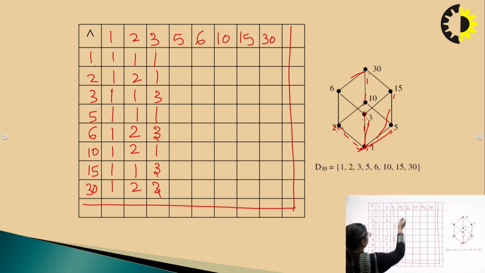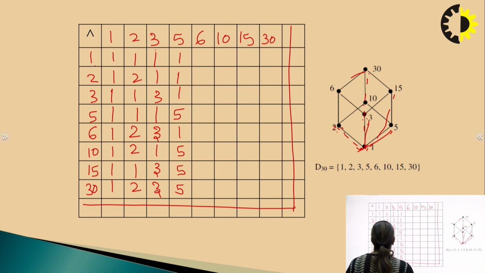Similarly, we can create this table for 5 and 1, 1, 5 and 2, 1 again, 5 and 3, 1 again, 5 and 5, 5, then 5, 5, and 5, right? Always take the lower element when there is a path. 6 and 1, 1, then the lower element 2, 3, 1, 6, 1, 1, and 6, right?